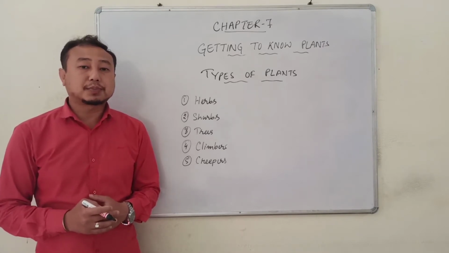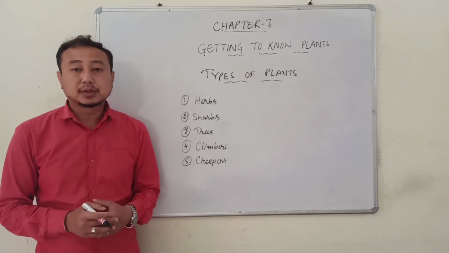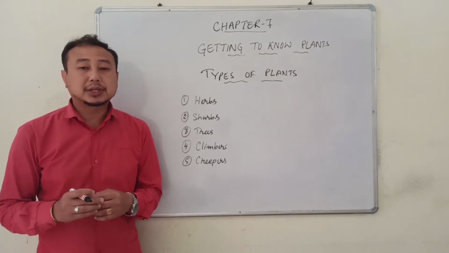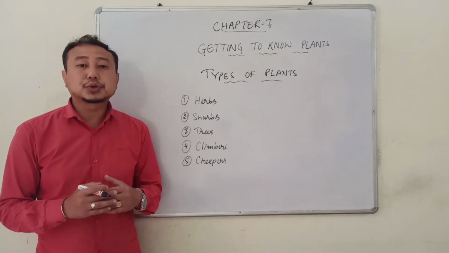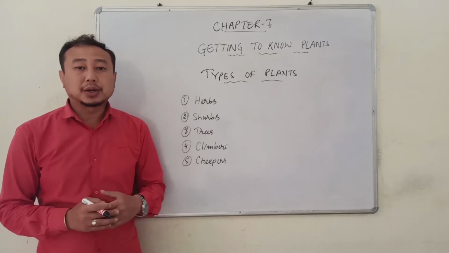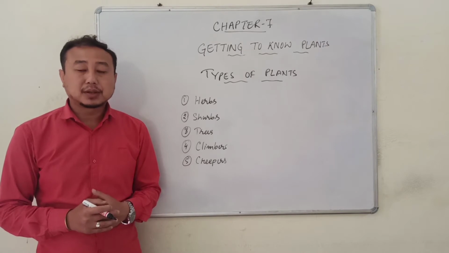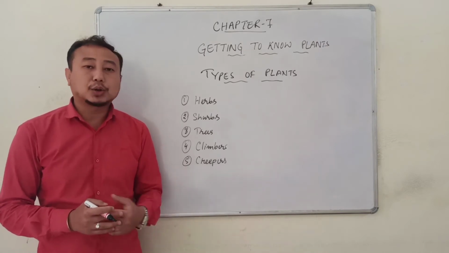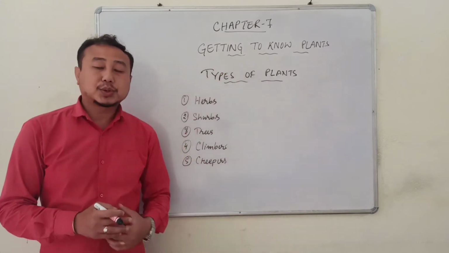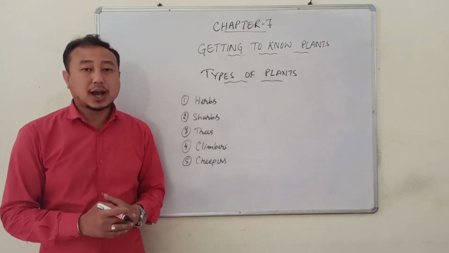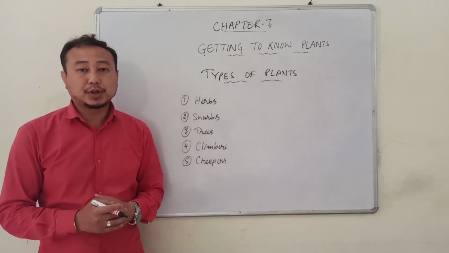The last category of plants is known as creepers. Creepers are also plants which have a weak stem. They are not able to stand erect. They are not able to grow erect. They run on the ground surface. Because of this reason, creepers are also known as runners. So these are the types of plants which are divided depending upon their height and the structure of their body.